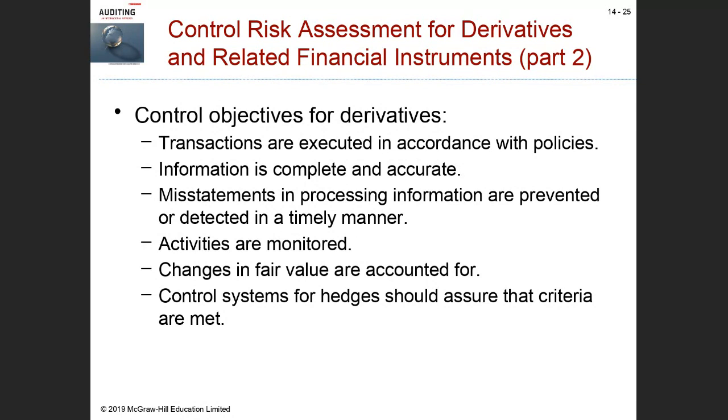Misstatements and processing information are prevented or detected in a timely manner. So as we do process the derivatives in the business, right, is there information which came to light, perhaps that we weren't aware of before? Misstatements, right? So those misstatements have to be properly reported to an appropriate level of management or the board. The activities should be monitored, right? The activities of the derivatives trader should be monitored by management. Changes in fair value should be accounted for.